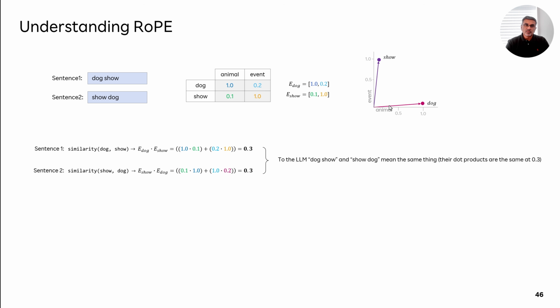So if you zoom out a little bit from an LLM's point of view, dog show and show dog mean the same thing, which is not the case. We know that show dog is an animal and dog show is referencing an event. So we have to have a way in which we can distinguish that these two sentences actually mean different things.